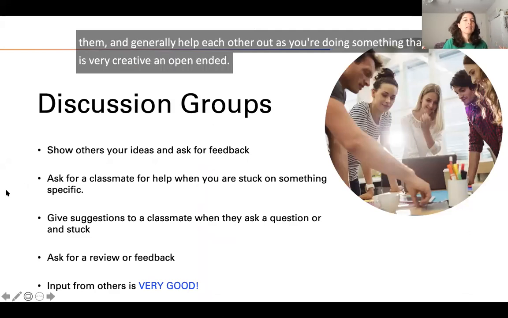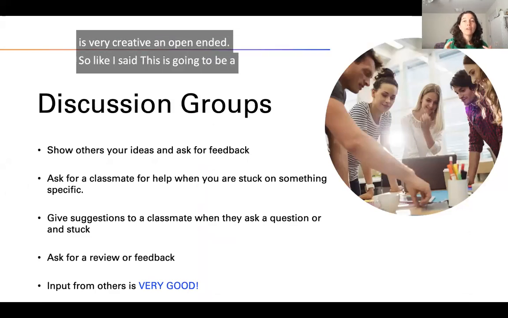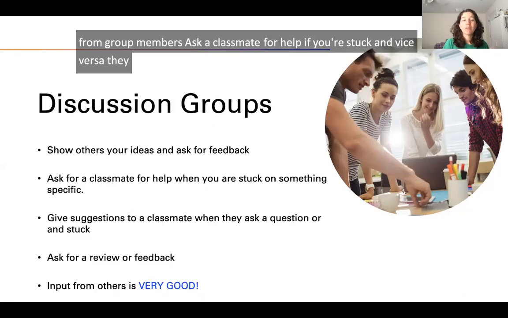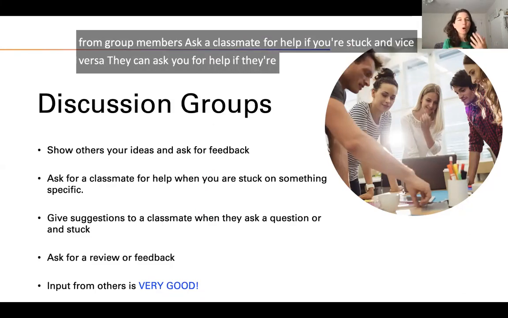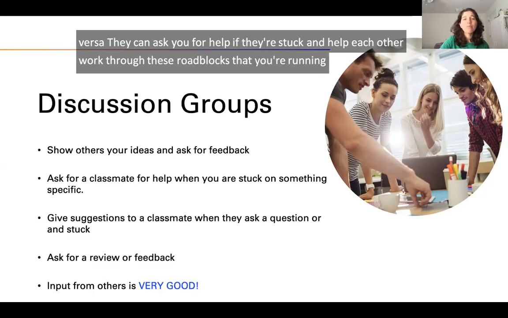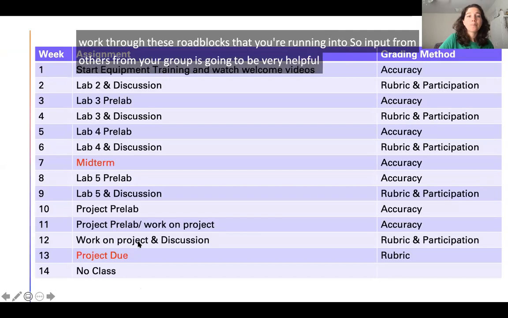So like I said, this is going to be a good place for you to get feedback from group members, ask a classmate for help if you're stuck, and vice versa. They can ask you for help if they're stuck, and help each other work through these roadblocks that you're running into. So input from others from your group is going to be very helpful in the chemistry lab.